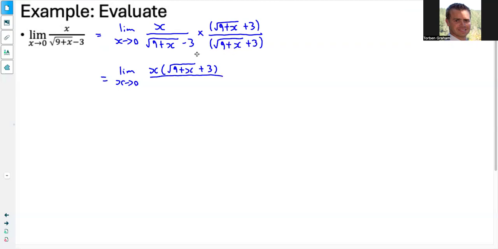Divided by, when we FOIL this out, we've got root 9 plus x times root 9 plus x, which will give us 9 plus x. Because it's a difference of squares, our middle terms will cancel out because we're going to end up with 3 times root 9 plus x and negative 3 times root 9 plus x. So let's just cancel out. And then we've got negative 3 times positive 3, so that's minus 9. You'll note that we have positive 9 and negative 9, so let's cancel out.